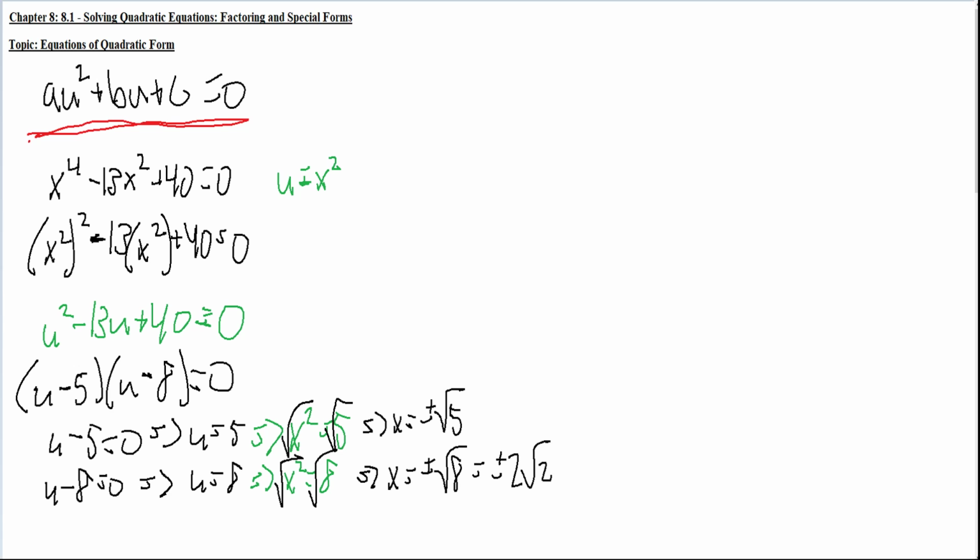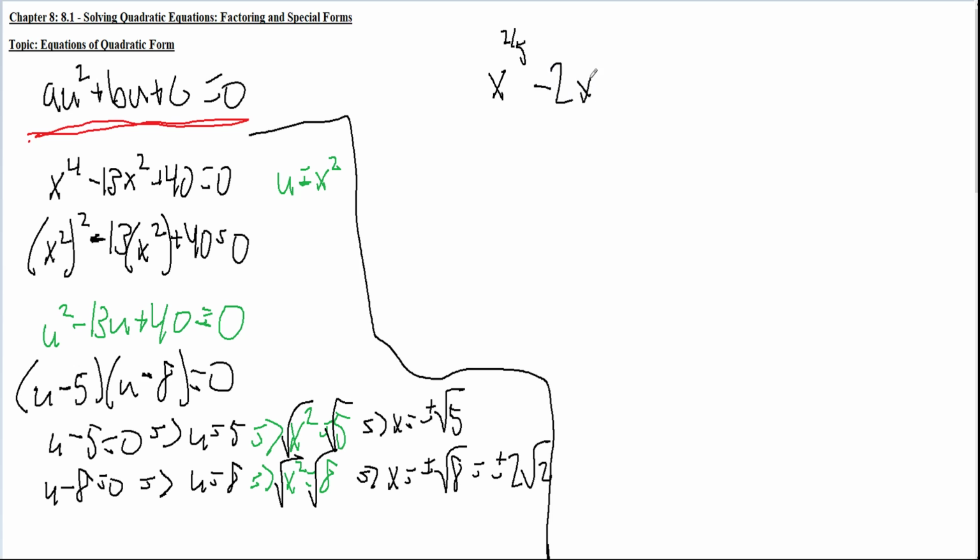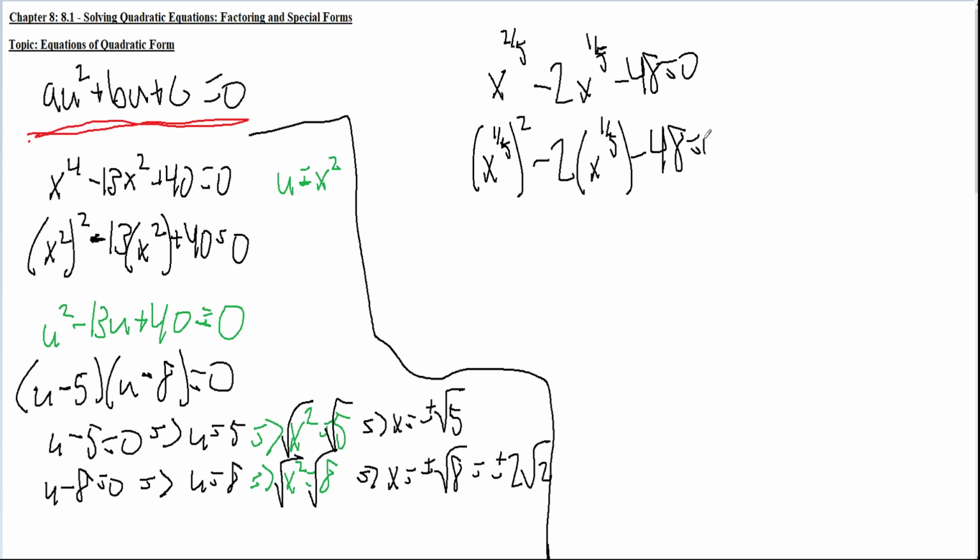Okay, and then to look at another example, I think I'll have enough room here, so I'll just box this off right here. If we have x raised to the 2/5 power minus 2 times x raised to the 1/5 power minus 48 equals 0, how do we go about solving this? Well, we can rewrite x raised to the 2/5 power as x raised to the 1/5 power, squared, minus 2 times x raised to the 1/5 power minus 48 equals 0.